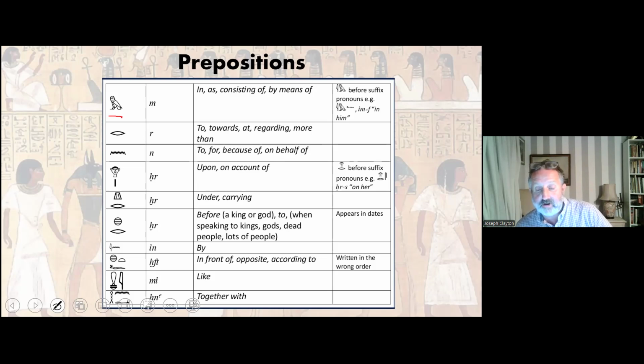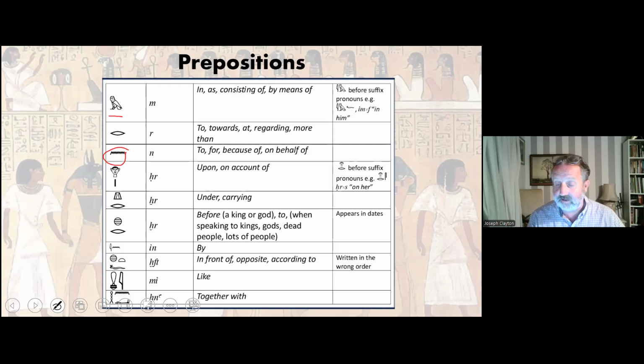So we've got m as consisting of, by means of. Before a suffix pronoun, it would be im equals f, in him. Or if we had the suffix pronoun we just had in the peasant, equals i, you'd put im equals i, like in me. Then ar: towards, at, regarding, more than. N: to, for, because of, on behalf of. This one's slightly confusing because it looks the same as the indirect genitive, which we'll come to in a minute. Then hr: upon, on account of.